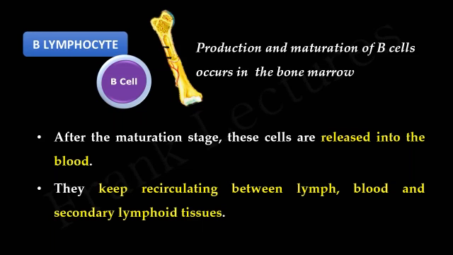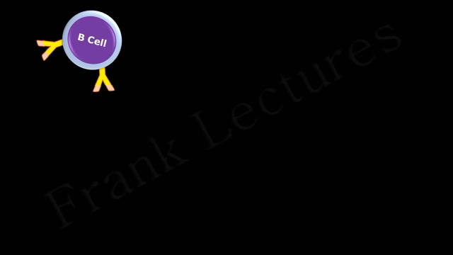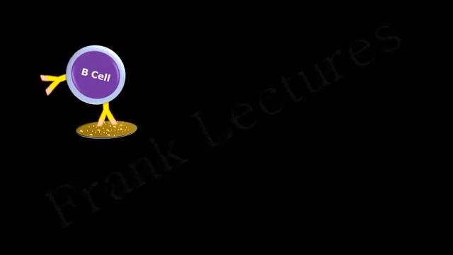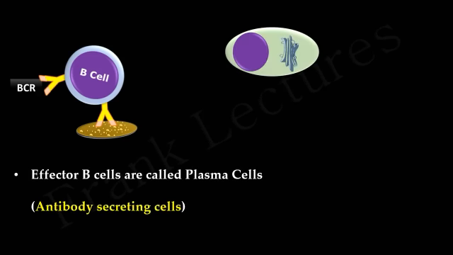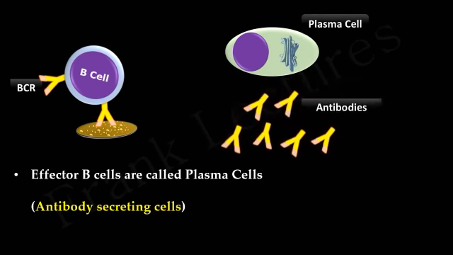When these mature B cells recognize specific antigens, they get activated. This recognition occurs via specific receptors present on B cells, which are known as B cell receptors. Once activated, these B cells proliferate and differentiate into effector B cells and memory B cells. Effector B cells are known as plasma cells, which are antibody-secreting cells. They produce and secrete antibodies specific to the antigen recognized by the B cell.